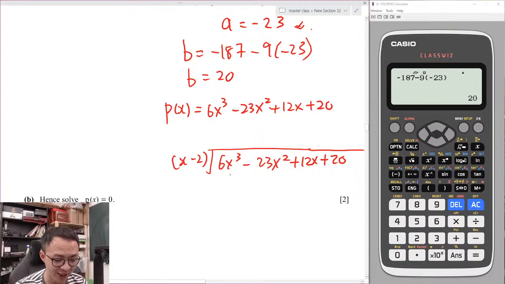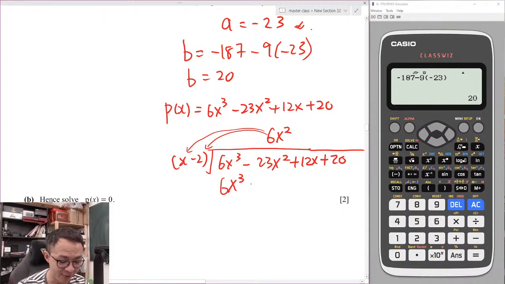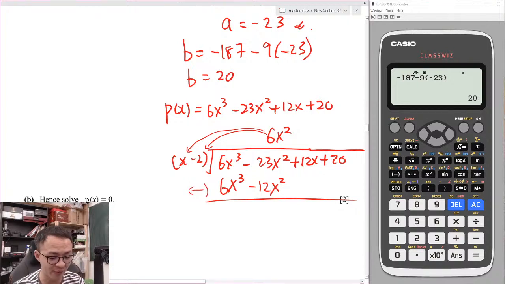So my objective is to get rid of the 6x cubed. So I will need to do 6x squared here. Then you just imagine 6x squared multiply the first term, 6x cubed. 6x squared multiply the second term, minus 12x squared. And then here have an invisible minus, isn't it? So 6x cubed minus 6x cubed, you gone already. So this one minus becomes plus, right? So it's negative 11x squared plus 12x.